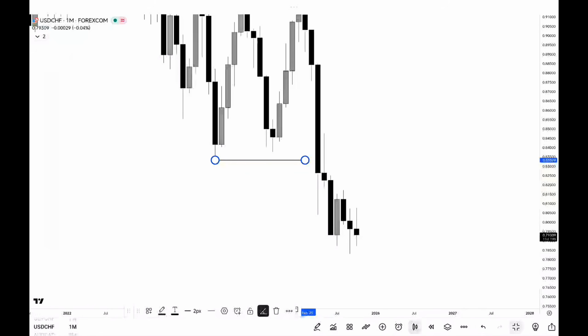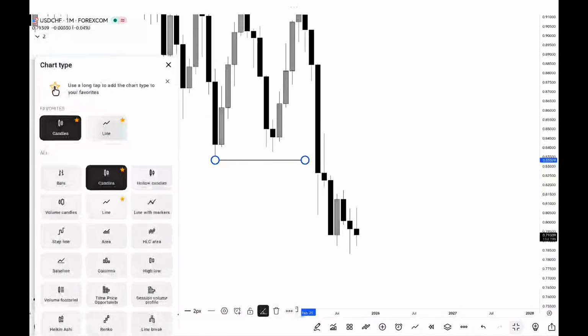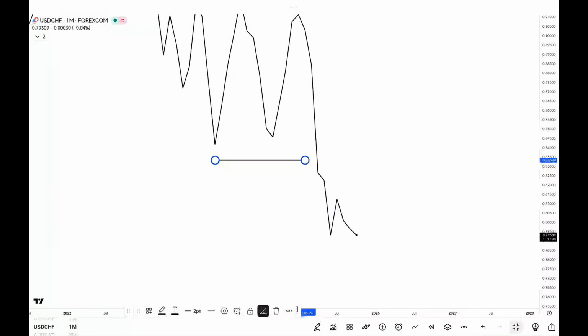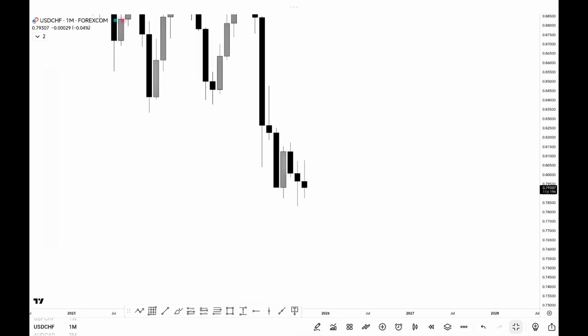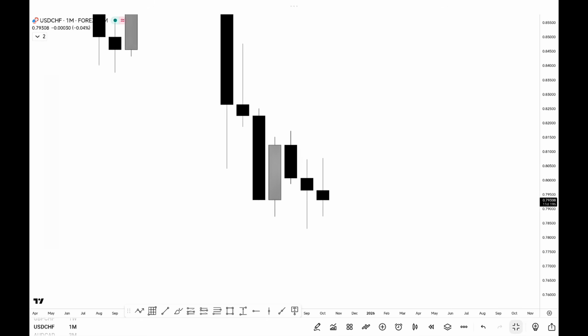Even on the line chart, you can see it very clearly. So you have a very nice break of structure here on a line chart as well, and also in the body of the candlestick, which makes more sense. So we anticipate more sales to the downside because the last break of structure that we had is actually a body to wick break of structure. So what do you have here?